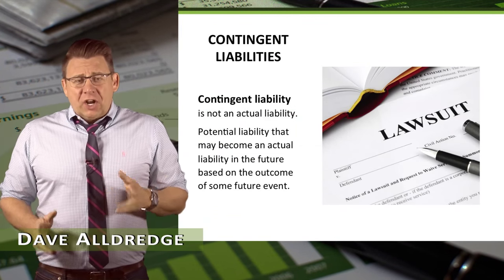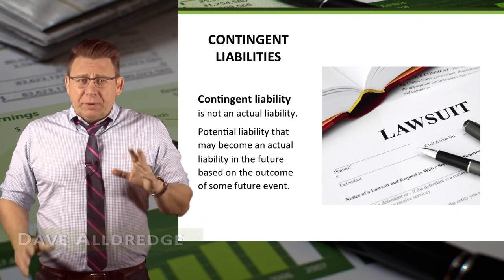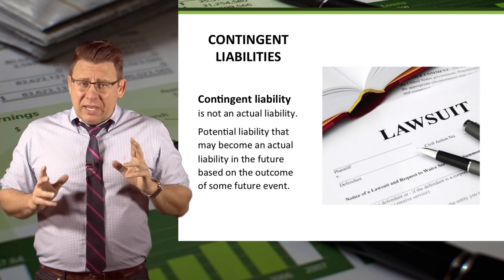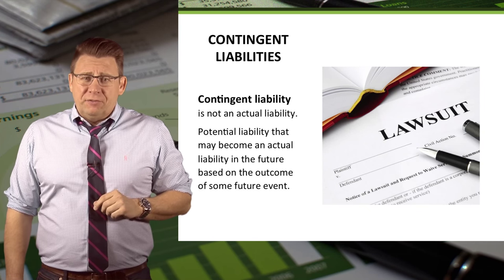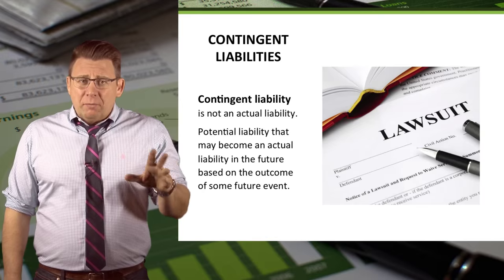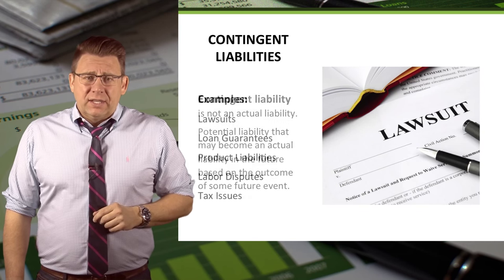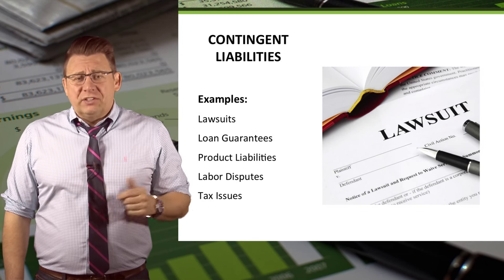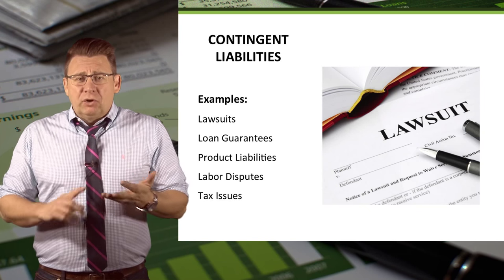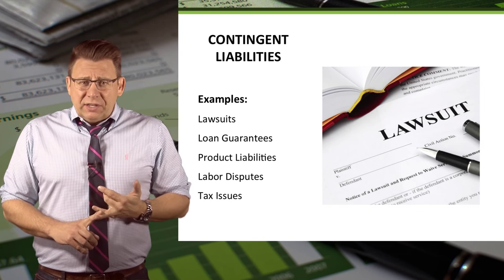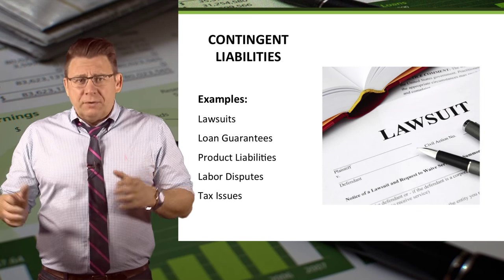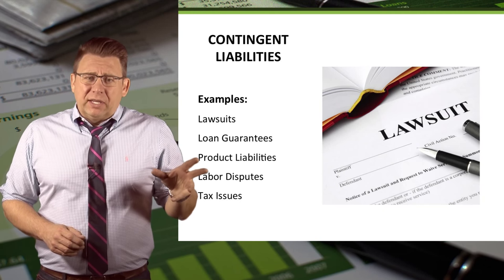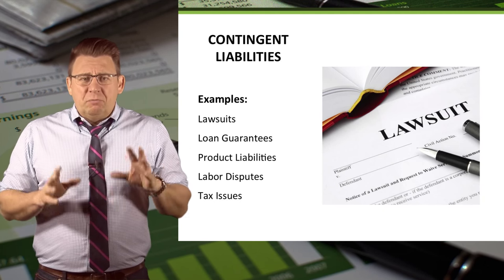Contingent liabilities are not actual liabilities. They are potential liabilities that may become actual liabilities in the future based on the outcome of some future event. Some examples of contingent liabilities are shown on the slide. They include lawsuits, loan guarantees, which is a cosigner, and product liabilities, which specifically I mean product warranties.